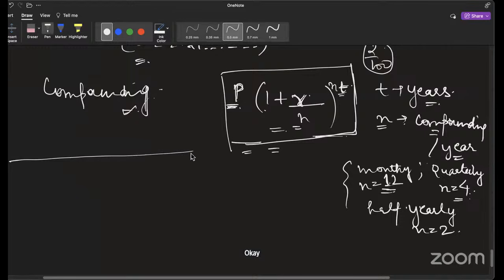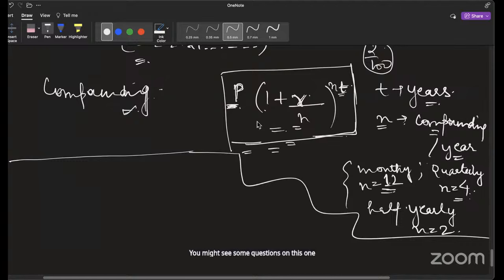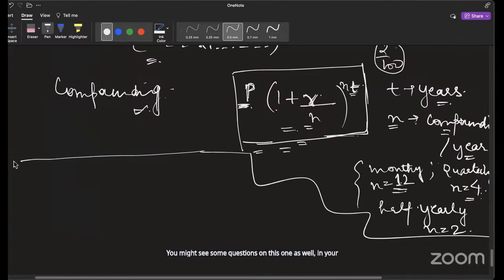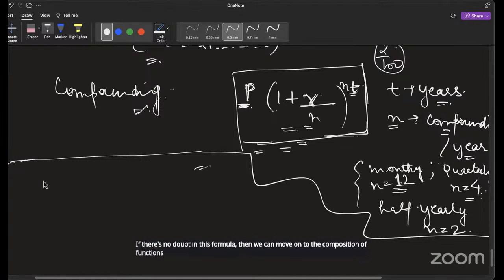Okay, then you might see some questions on this one as well in your activities and all. So if there's no doubt in this formula, then we can move on to the composition of functions.